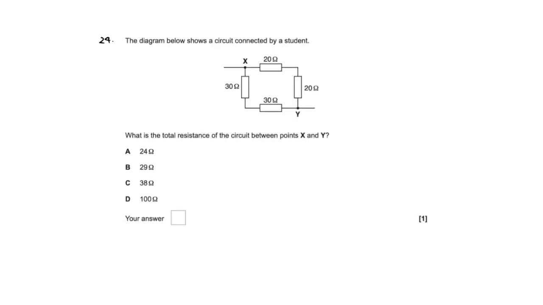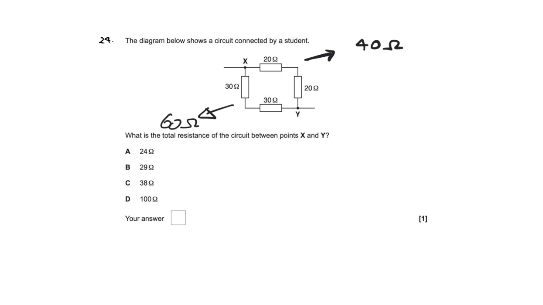Question number 24 gives us a diagram which has 4 resistances, and it's asking what is the total resistance between points X and Y. The two 20 ohm resistors are connected in series with one another, so the total of those two will be 40 ohms. Similarly, the two 30 ohm resistors are also connected in series, so that will give me 60 ohms.